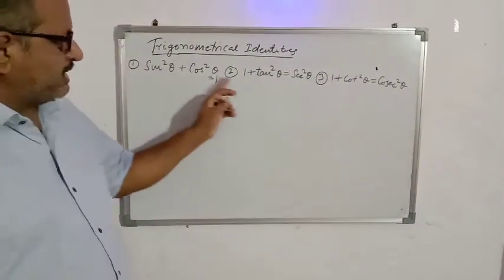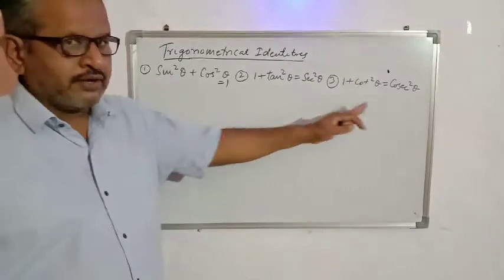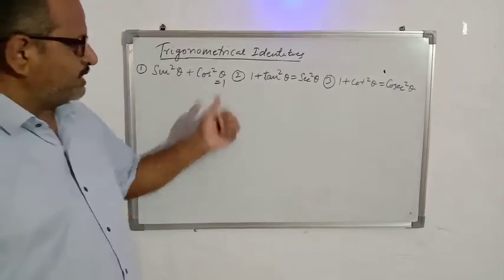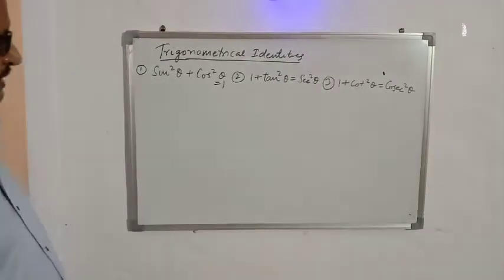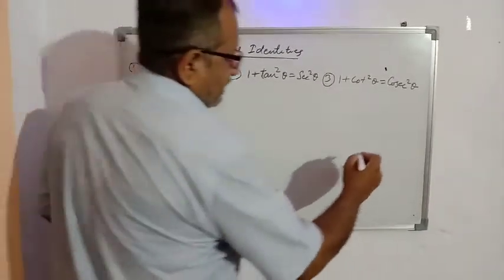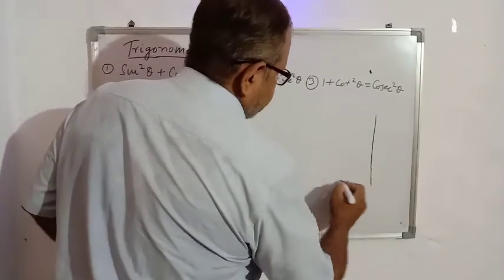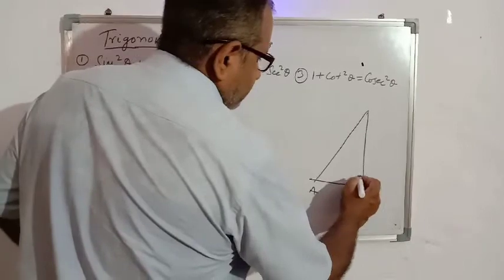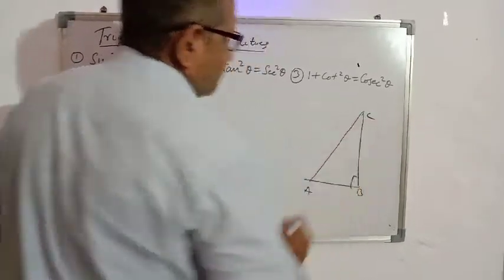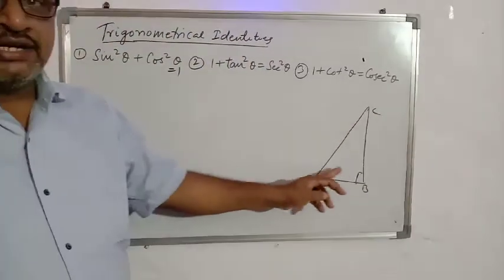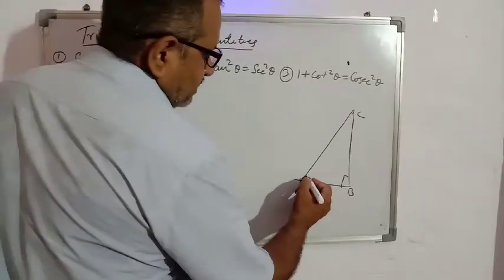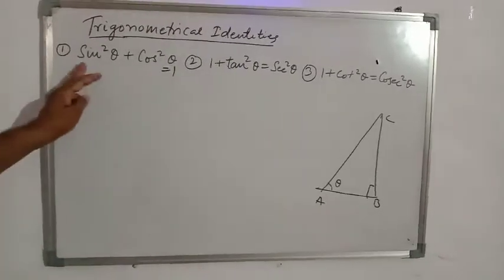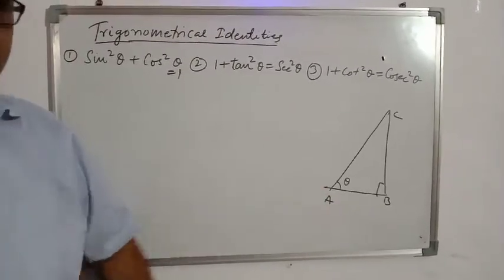We will prove these three identities with the help of a right angle triangle. Firstly, see how we will prove sin square theta plus cos square theta is equal to 1. So we will make a right angle triangle. Triangle ABC is a right angle triangle. Suppose this angle A be theta, and we have to prove sin square theta plus cos square theta is 1.